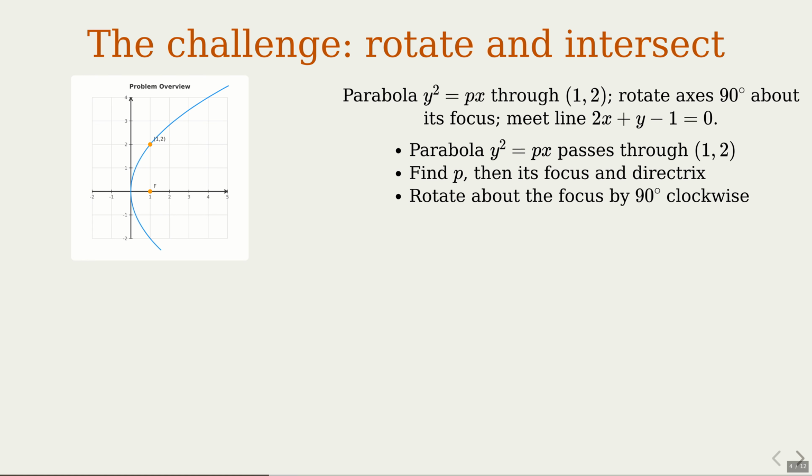Then we imagine rotating the parabola 90 degrees around its focus while the coordinate axes stay put. And finally, we want how many points that rotated curve shares with the line 2x plus y minus 1 equals 0. Exactly. We will turn that geometric question into a quadratic equation and read the answer from its discriminant. Let us start with the basics, using the point to determine p and the focus directrix setup.